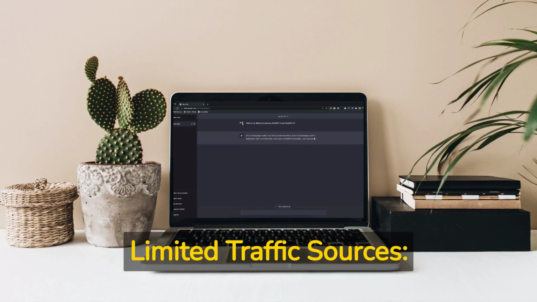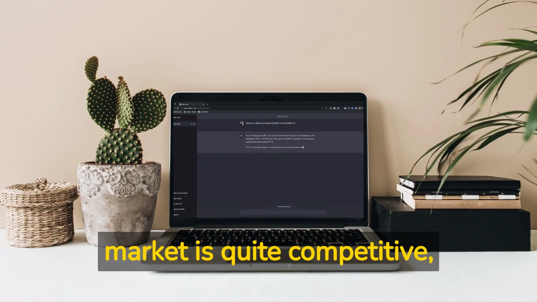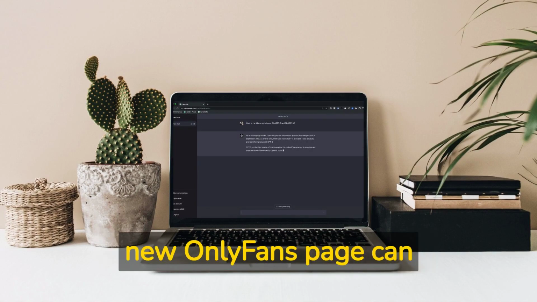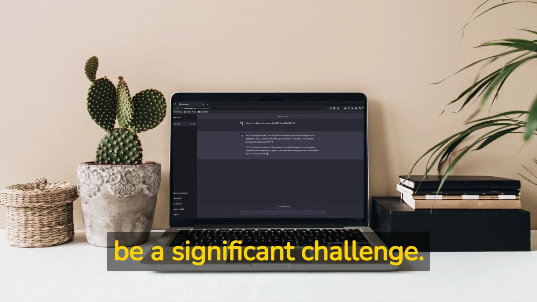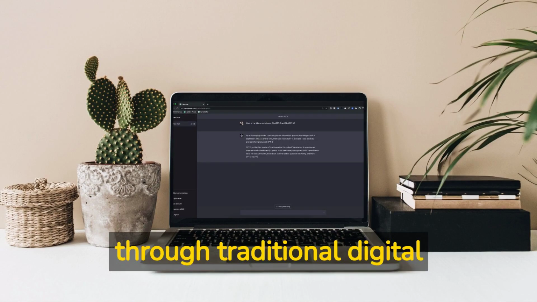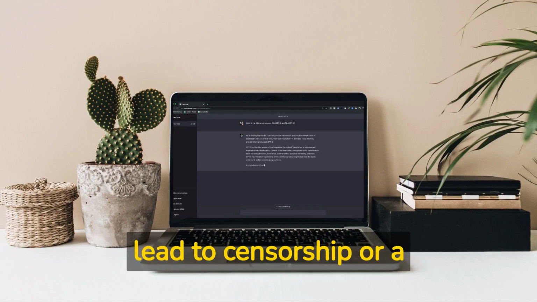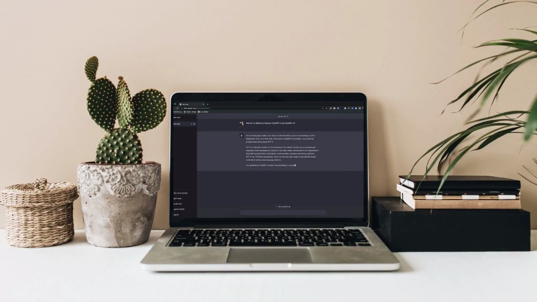1. Limited traffic sources. The adult content market is quite competitive, and getting traffic to a new OnlyFans page can be a significant challenge. Reaching out to potential fans or followers through traditional digital marketing channels is often discouraged since this could lead to censorship or a possible ban.